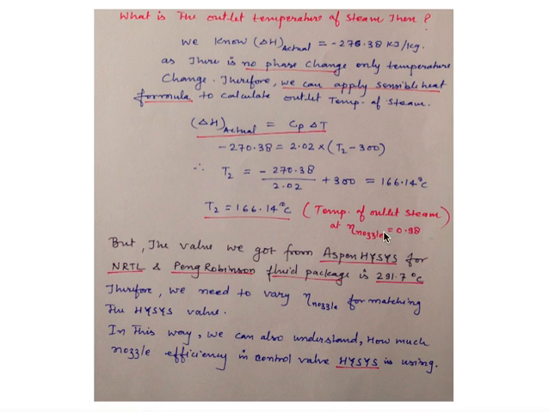The efficiency is 98%, but the value we got from Aspen HYSYS for the NRTL and Peng-Robinson fluid package is 291.7 degrees centigrade. Therefore, we need to vary the orifice efficiency or the nozzle efficiency to match this T2 value with the HYSYS value. In this way, we can also understand how much nozzle efficiency the control valve in HYSYS is using when it gives this value.